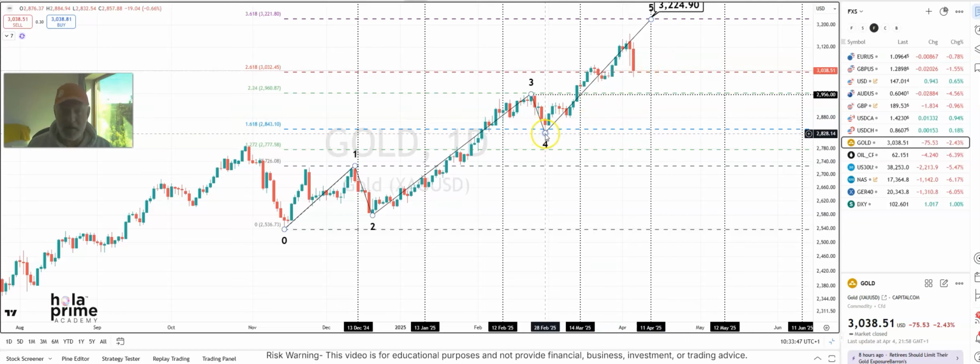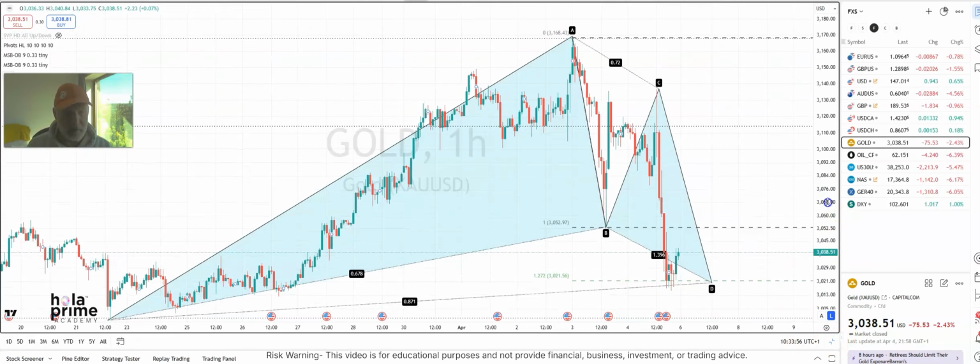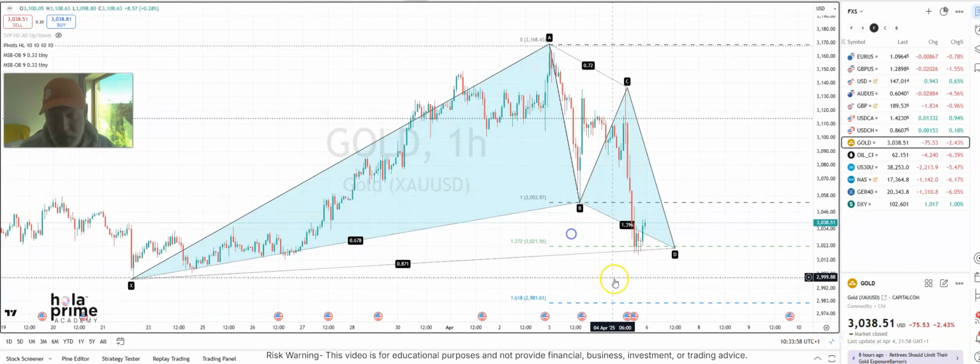But when we look at this inside wave pattern, 1, 2, 3, 4, 5, have we completed the upside story, if you like? But if we get down to the 1 hour chart, this to me looks like a Gartley pattern. It's a little bit disjointed, but this would suggest actually that we can see another move to the upside. So the swing trade is lower.